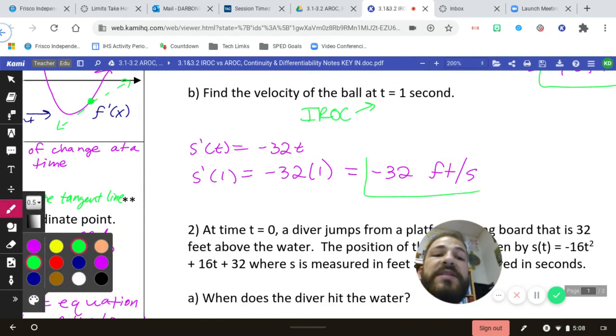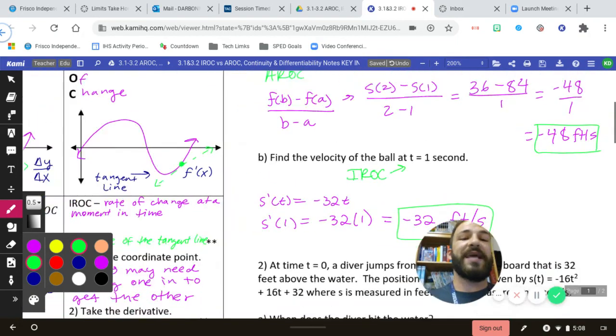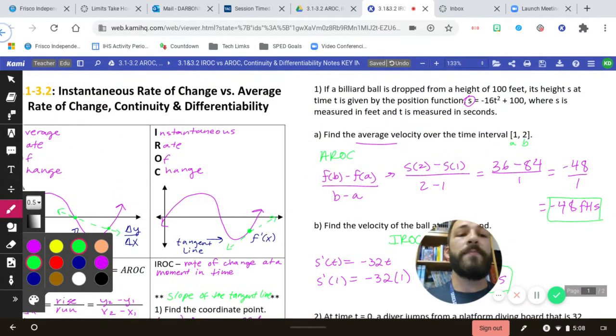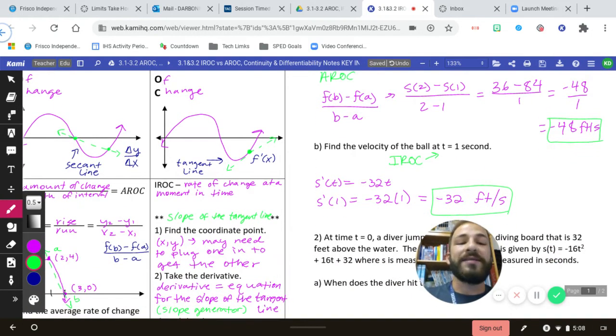So just to put this in perspective, what does this mean, Mr. Arbone? What are these values telling us? So what this is saying is that my billiard ball being dropped over the interval 1 to 2, its average speed over that interval is 48 feet per second. Okay. Part B is saying that its speed at exactly 1 second is negative 32 feet per second.